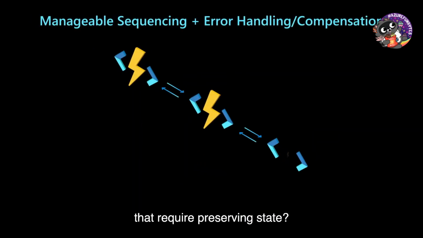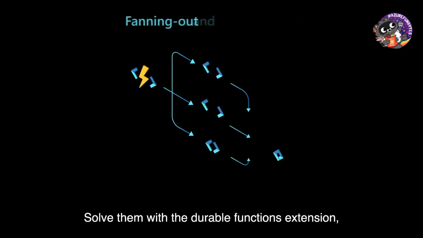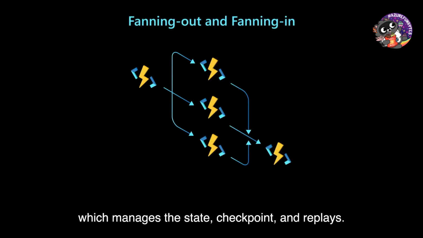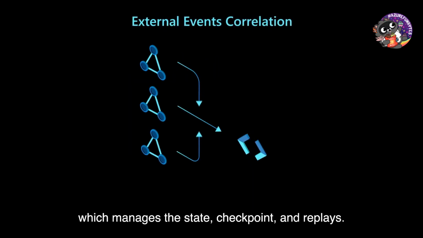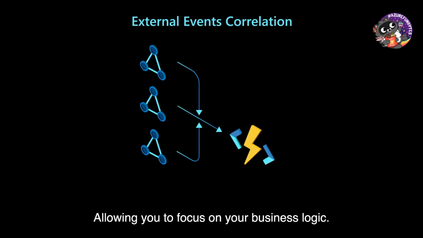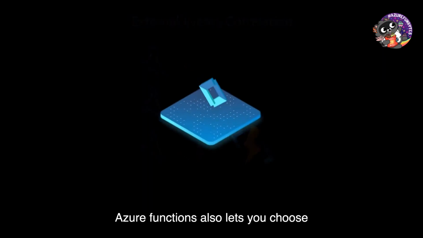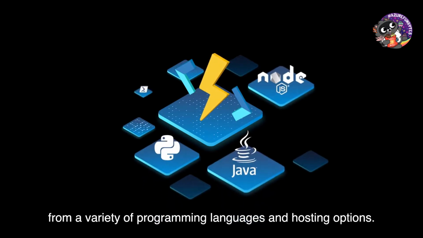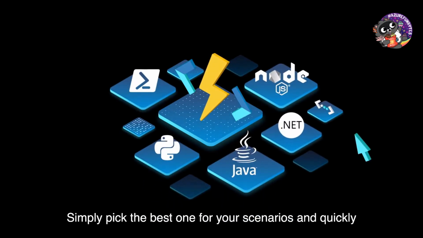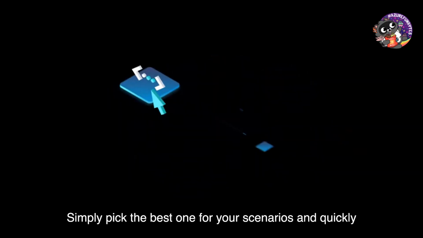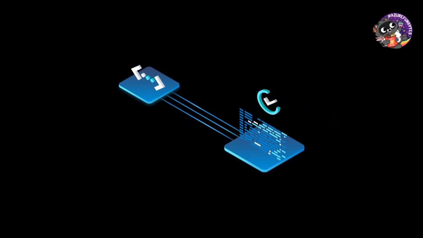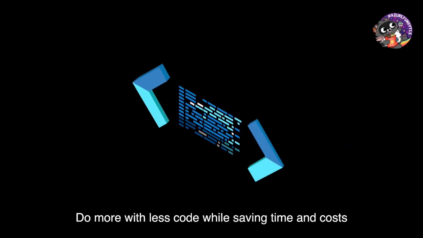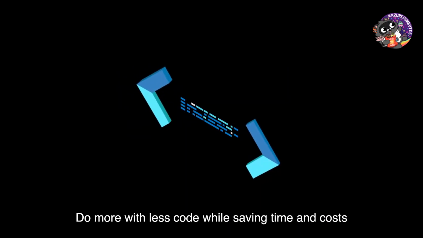Do you have complex orchestration problems that require preserving state? Solve them with the Durable Functions extension, which manages the state, checkpoint, and replays, allowing you to focus on your business logic. Azure Functions also lets you choose from a variety of programming languages and hosting options. Simply pick the best one for your scenarios and quickly adjust to meet business needs. Do more with less code while saving time and costs with Azure Functions.